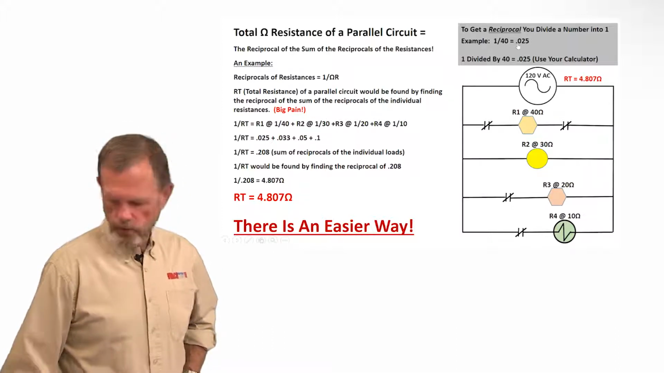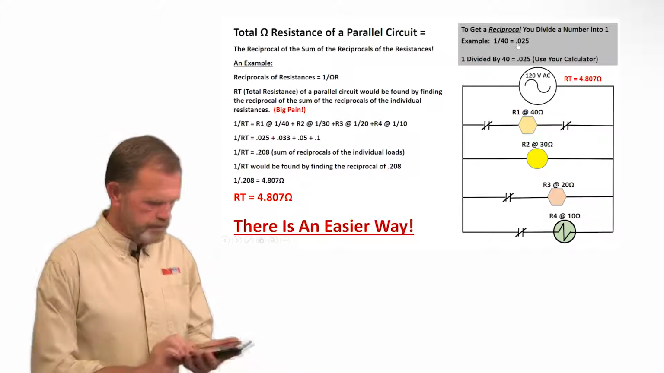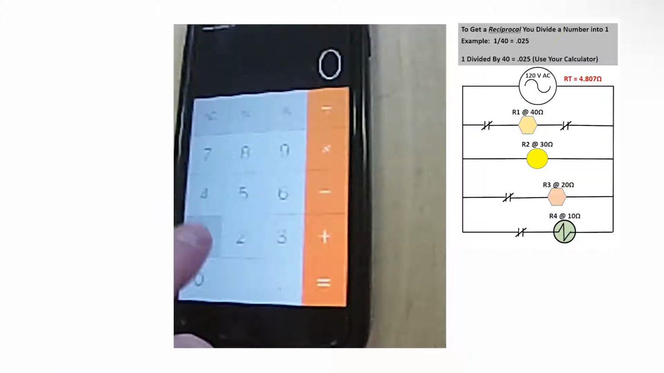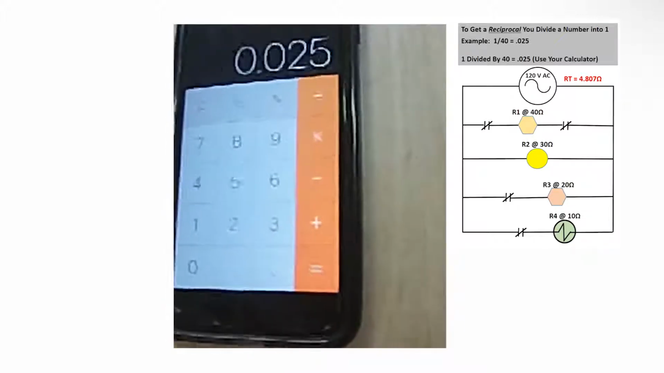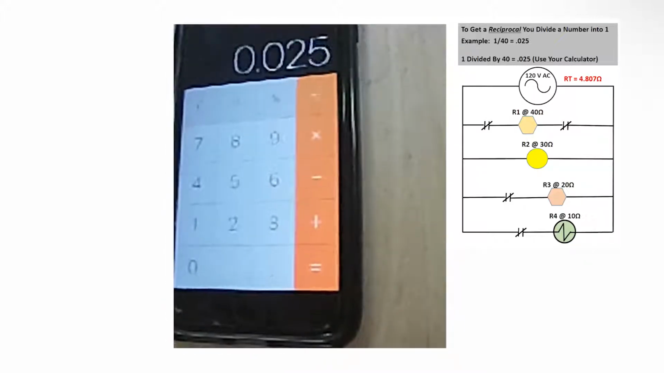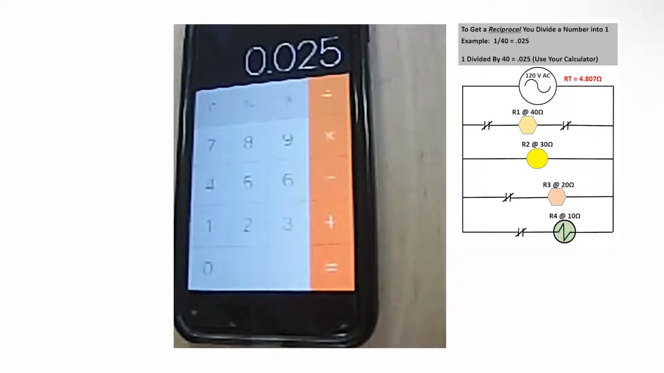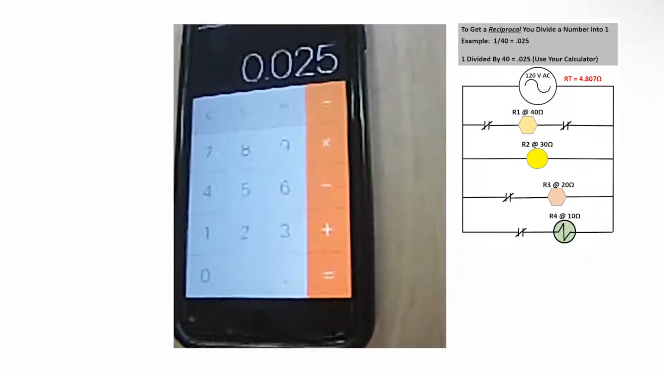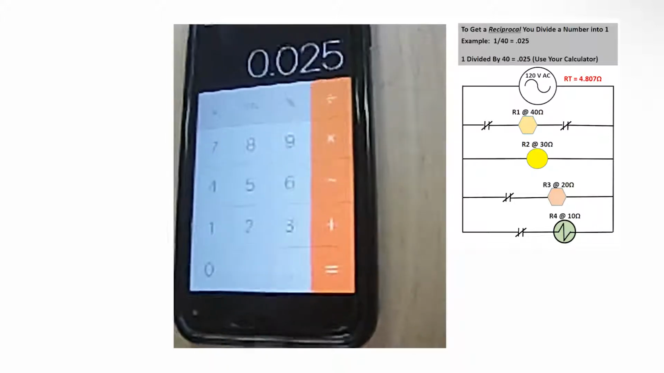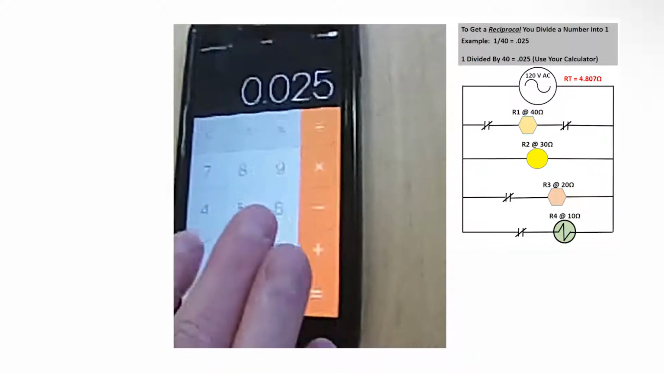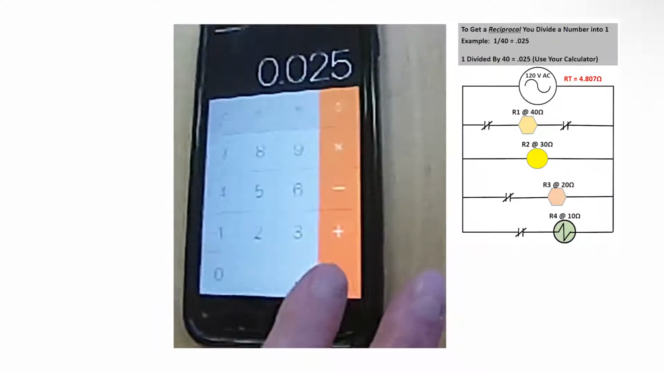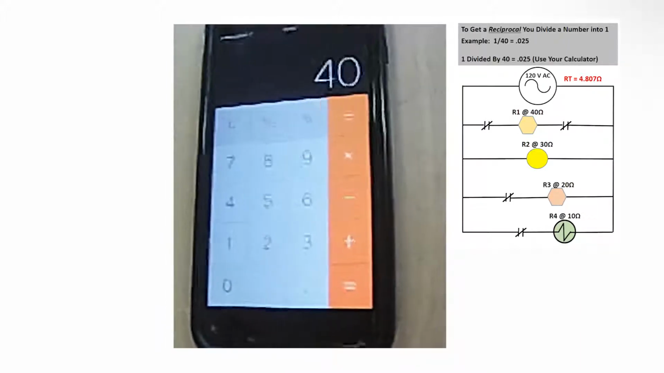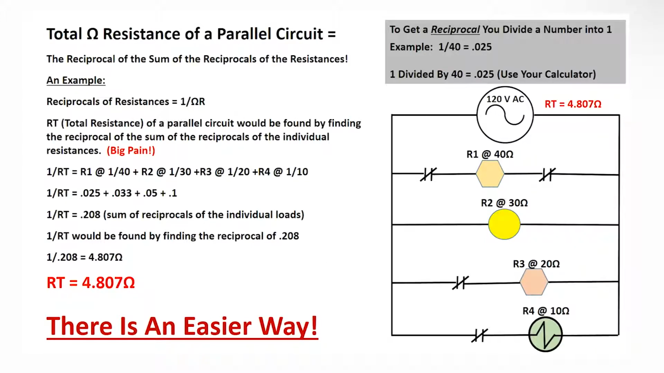So, and if you want to use your phone calculator, here's the way you go for it. I've got 1 divided by 40 equals 0.025. So that would be the reciprocal of 40. If I want to find the reciprocal of 0.025, I'd go 1 divided by 0.025, and guess what? It's 40. So you can reciprocal back and forth and find your way around.